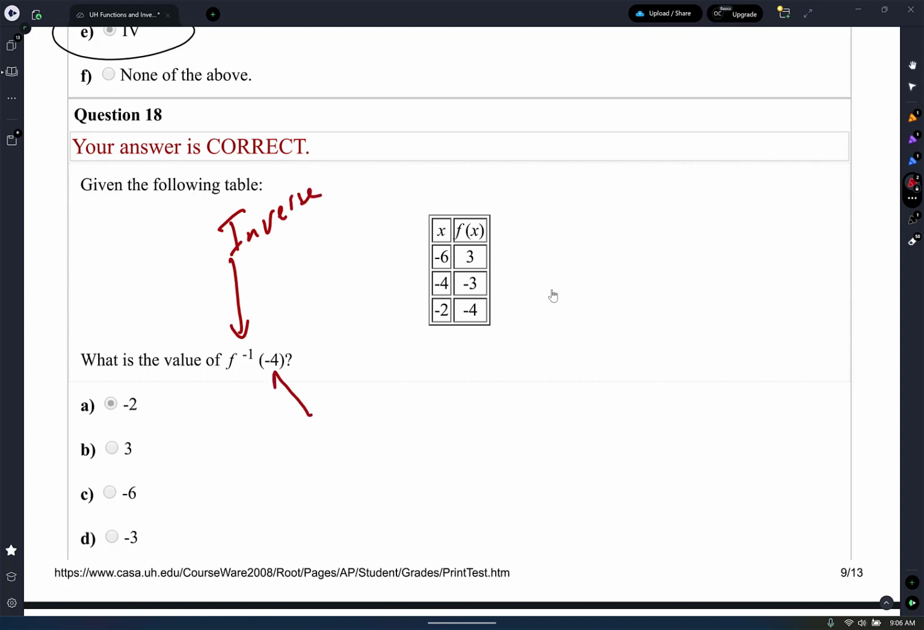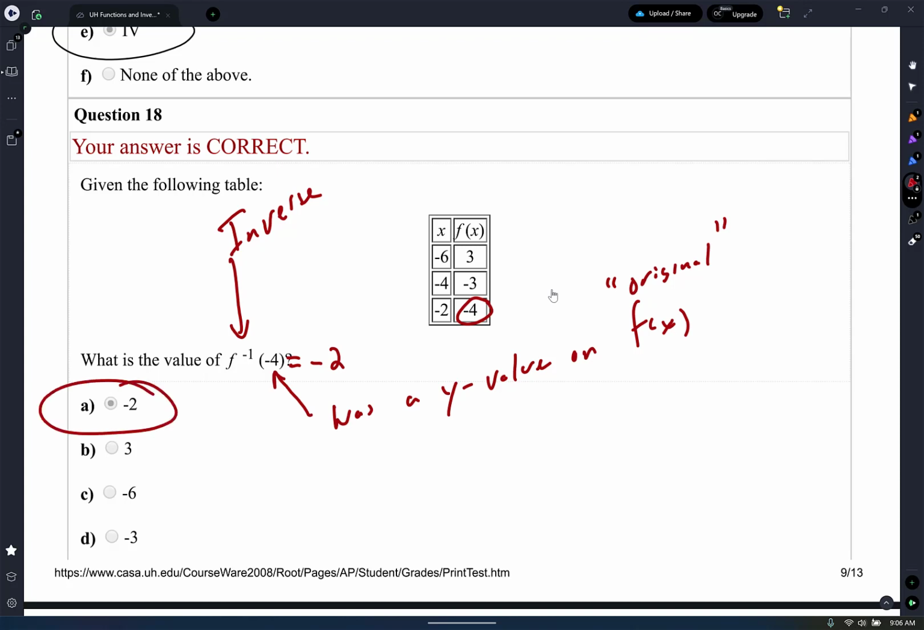So that means that negative 4 was a y value on f of x on your original. So I look for negative 4 as a y value on the original. Here it is. So the x value is negative 2. So that's what this is going to spit out. Negative 2. Why? Because it reflects across the line y equals x, so the x's become your y's and the y's become your x's. Does that make sense, guys?